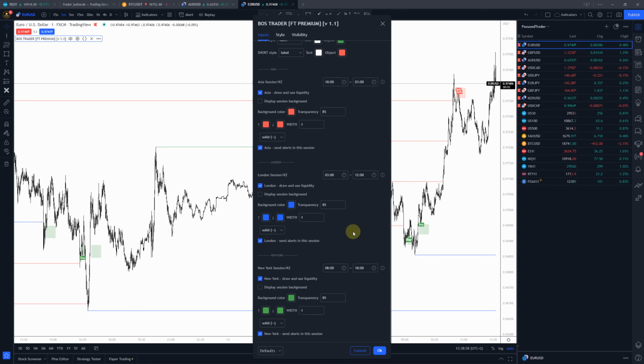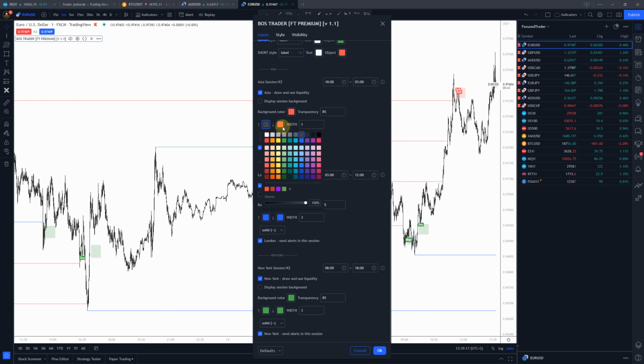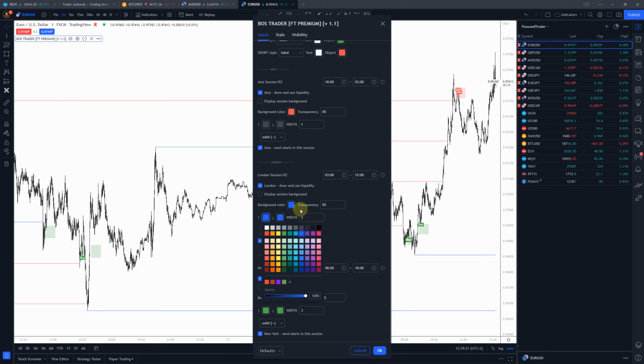Okay, and the same thing applies for all these specific time zones. So you can go through it. For example, an interesting thing for me is that you could increase the thickness of the other time zone lines, and I'm usually using just a grayish color because I'm not making a difference between Asia and other session liquidities most of the time.